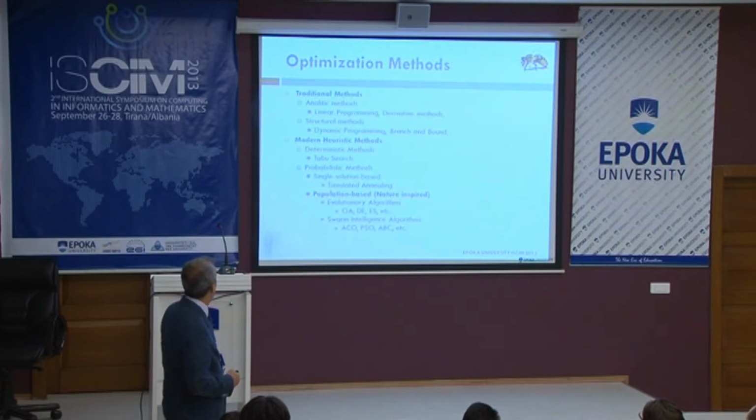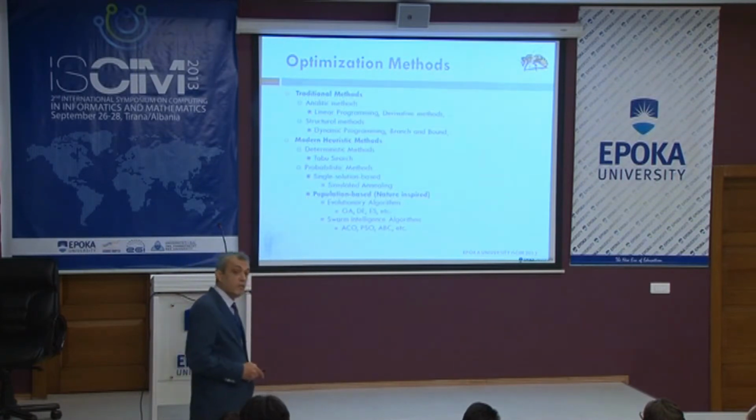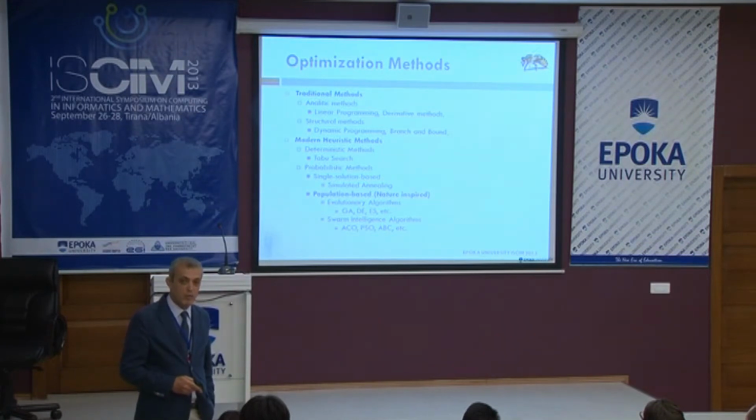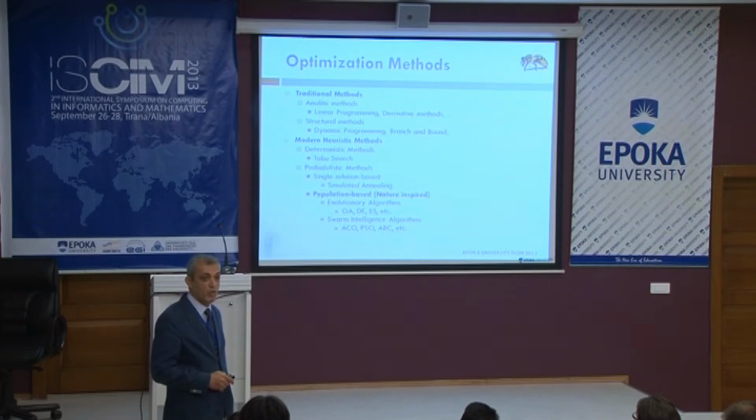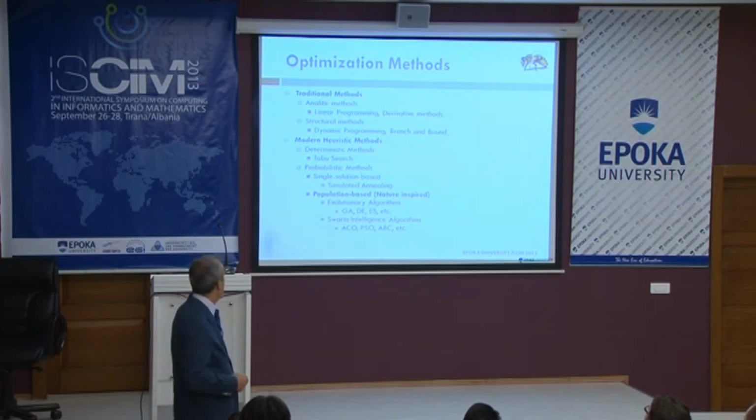And also, we classify the optimization methods and approaches similarly to optimization problems. For example, traditional methods, analytical methods, linear programming, derivative-based, structural methods, dynamic programming, branch and bound. Most of us, I'm sure, know some of these approaches. And also, the second main subgroup, modern heuristic methods. Deterministic methods are also a well-known example of this category. And there are single solution-based heuristic methods, for example, simulated annealing.